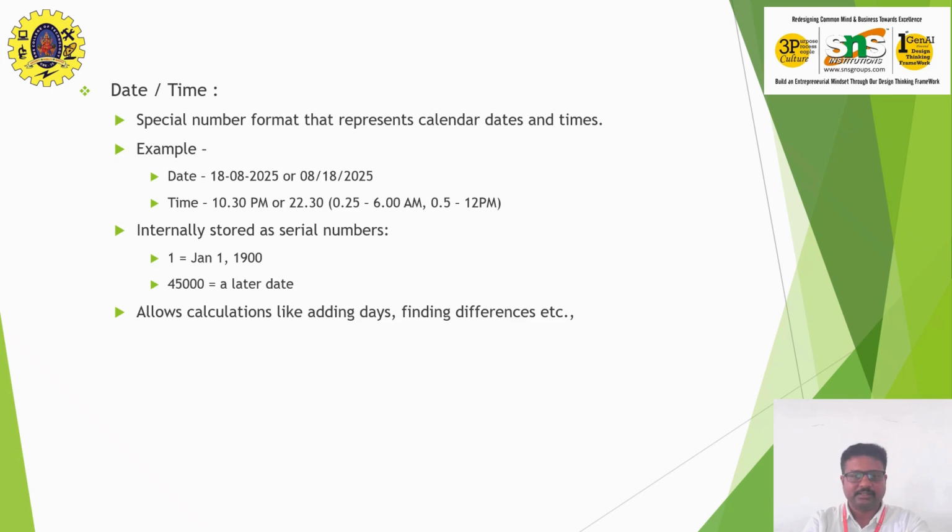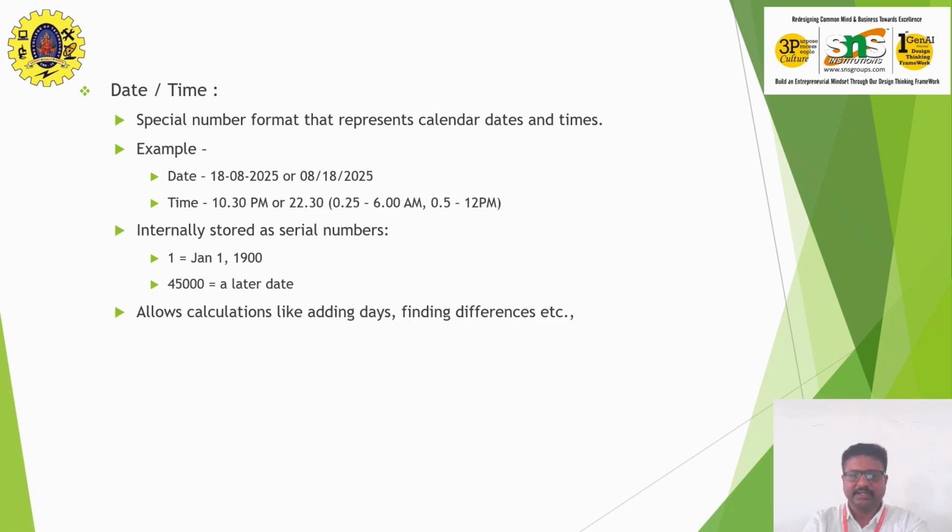And next is date and time. A special number format that represents calendar dates and time is your date or time data. Example: date, which is usually represented as 18/8/2024, and time as 10:30 p.m., or it can also be represented as 22:30.